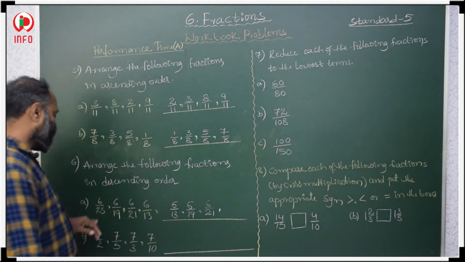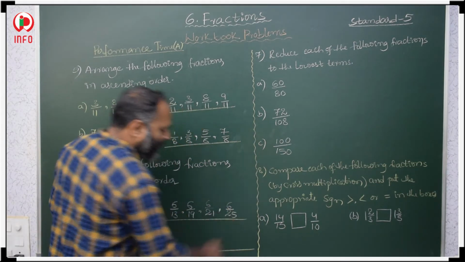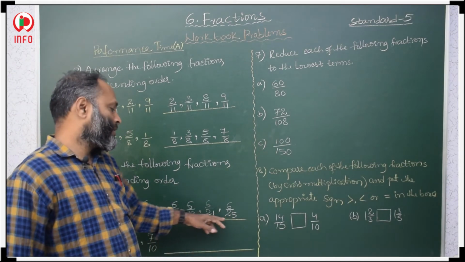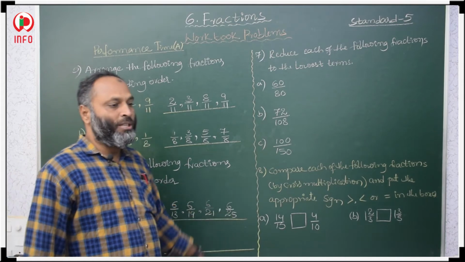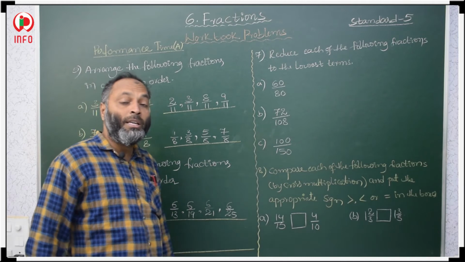Then the greater one is 6 by 25. So, the greater the denominator, the smaller the value. This is the smallest, then this is the greatest. Greatest, smaller, smaller and smallest. In this way we have to arrange the given fractions in descending order, decreasing order.